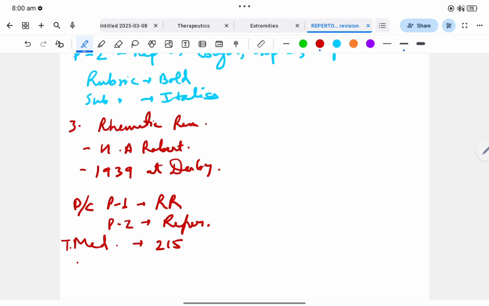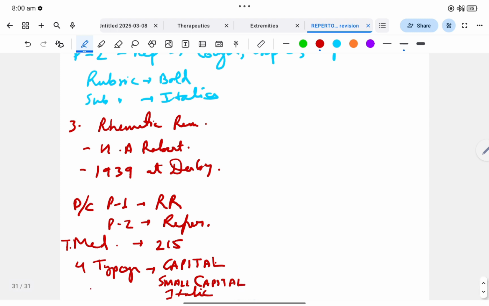Now typography used here is 4 typography. First is capital, second is small capital, third is italics, and fourth is Roman.